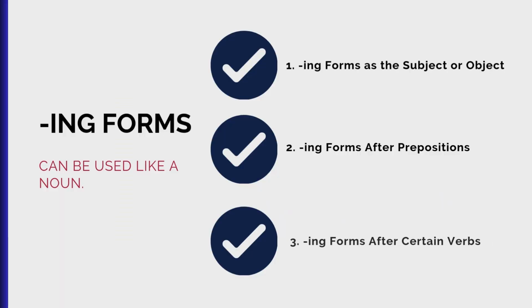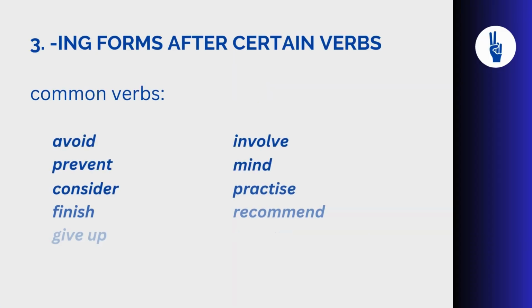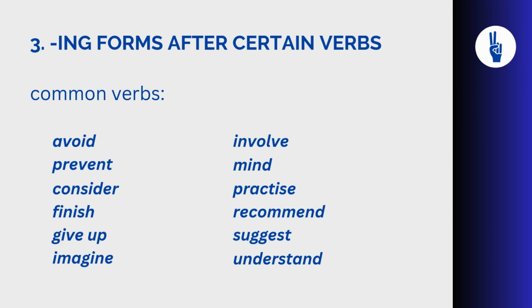Some verbs are always followed by an ing form. Some of these verbs are avoid, prevent, consider, finish, give up, imagine, involve, mind, practice, recommend, suggest, understand. Look at these examples. He avoided talking about the problem.